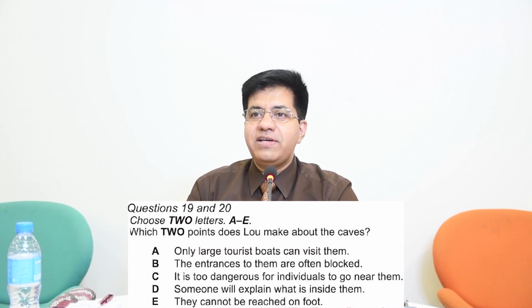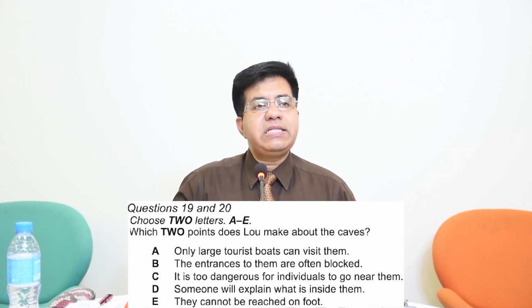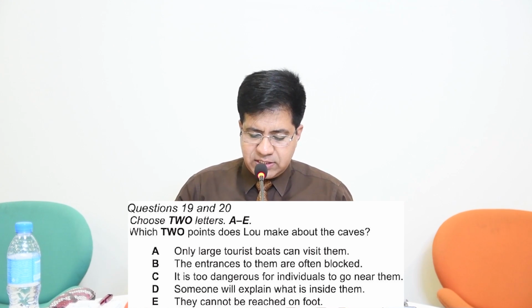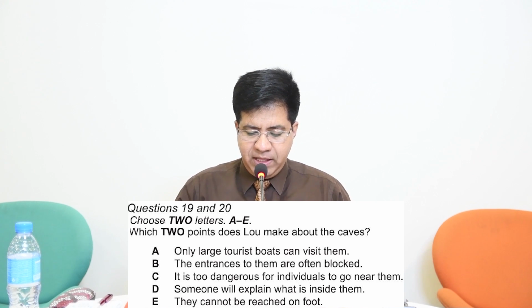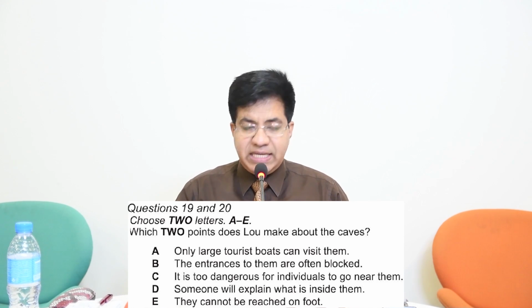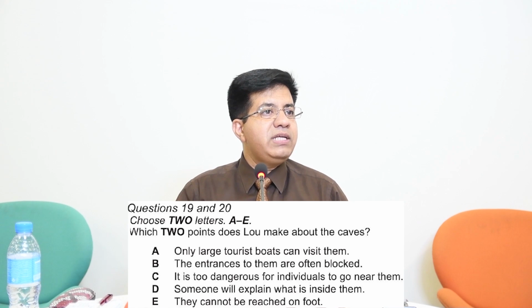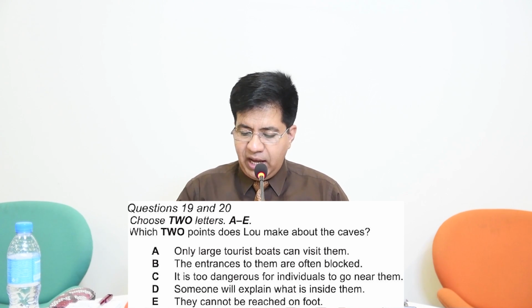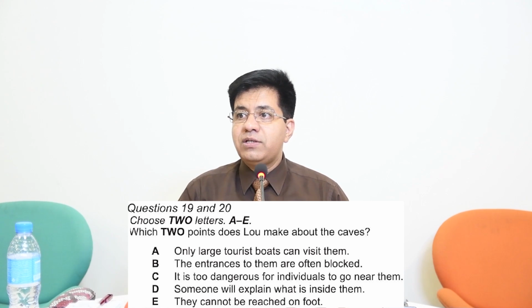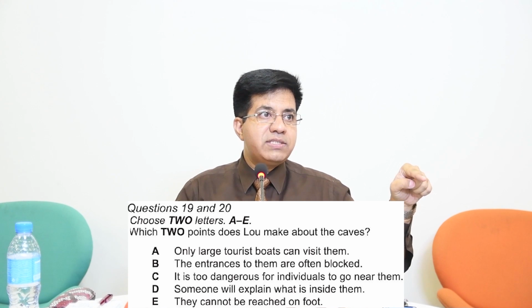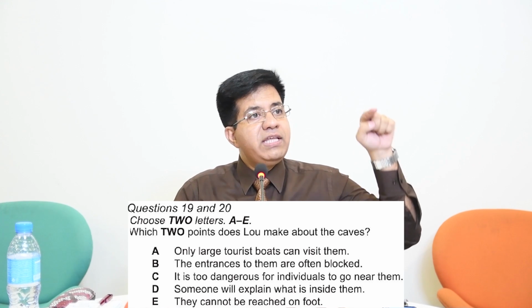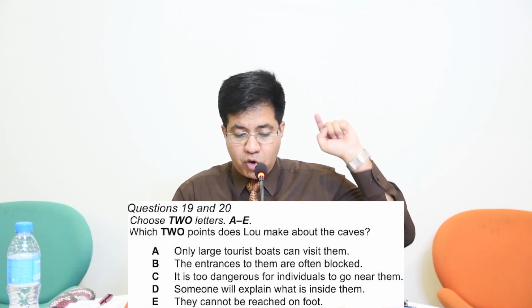Alright, correct answer is B and C. Okay guys, now please listen carefully. The correct answer is option D. Someone will explain what is inside them. And for someone he said tourist guide. Okay? And then option E, they cannot be reached on foot. Now I'm going to play the audio once again and I will stop where there is the right answer and where there is the wrong answer.